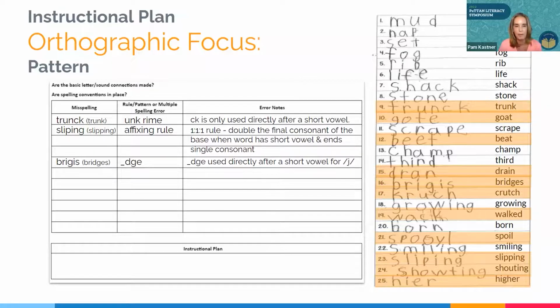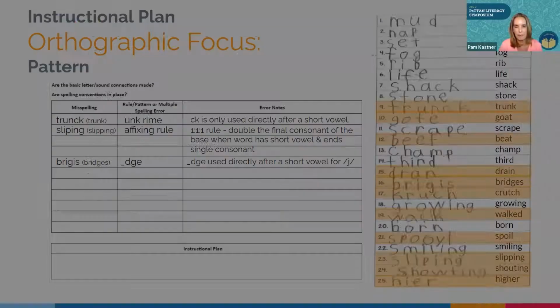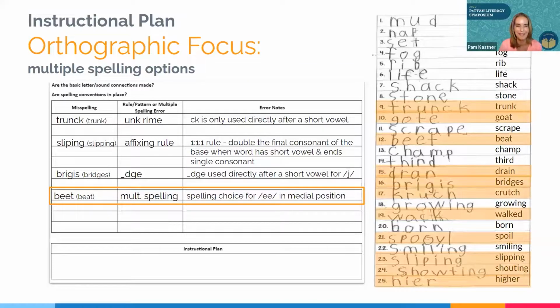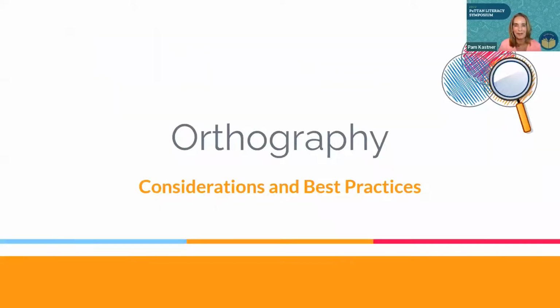or syllable. So 3 that we highlight for you, of course, is trunk, slipping, and bridges. And you can see over there to the right where the errors are happening for that student. And then, of course, an instructional plan to address those errors. All right, again, also an orthographic, whoops, we're going to go on. Thanks, Erin. And we'll go on to multiple spellings for the word beat.